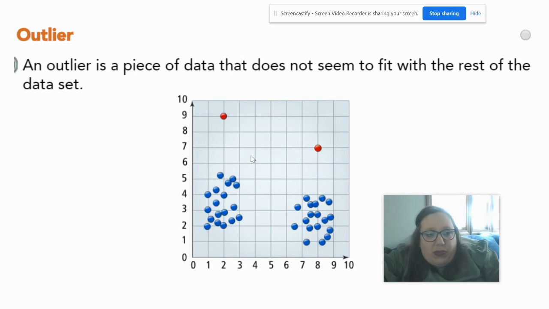Stray values, strays or outliers is what we also call them. One of these things is not like the other. They are far away from the other data points or don't really fit in.